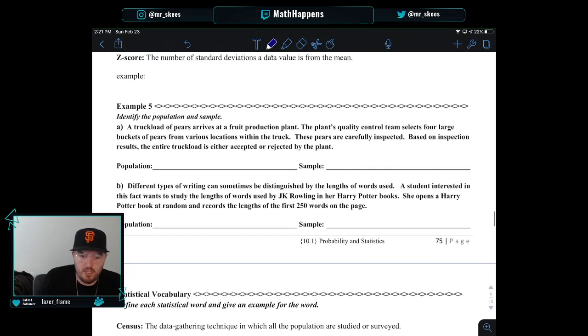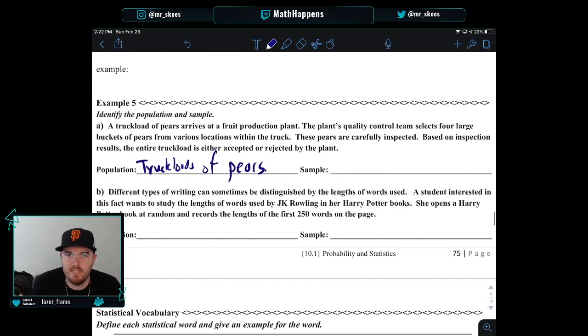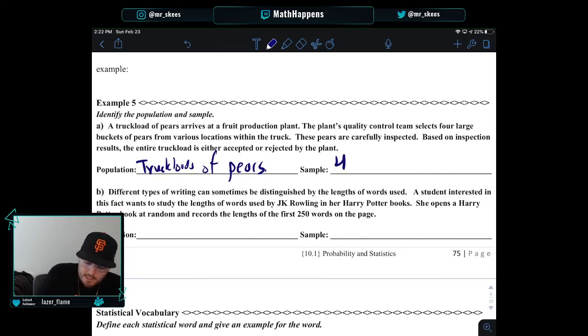So our population here is the truckloads of pears. But we can't possibly look at every single pear. So our sample is 4 buckets of pears. If we like those 4 buckets of pears, you're in the clear.